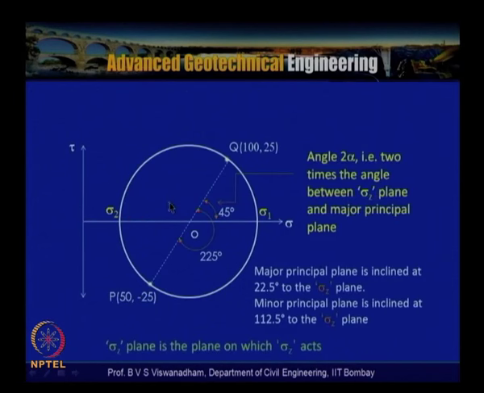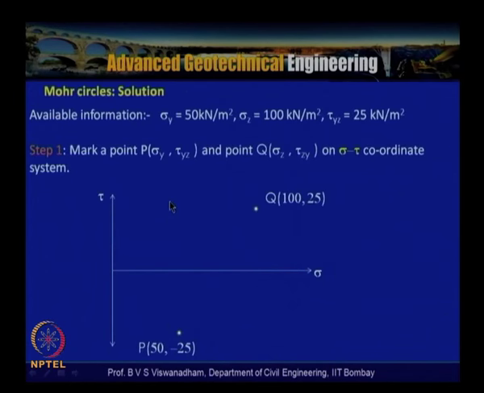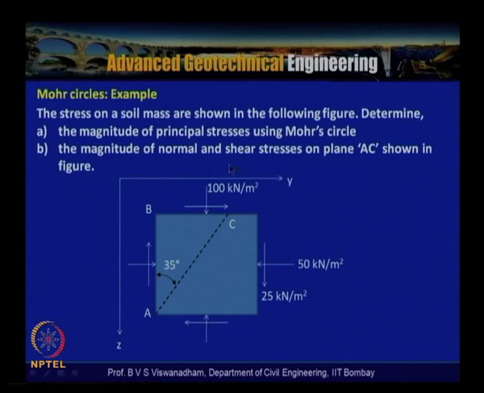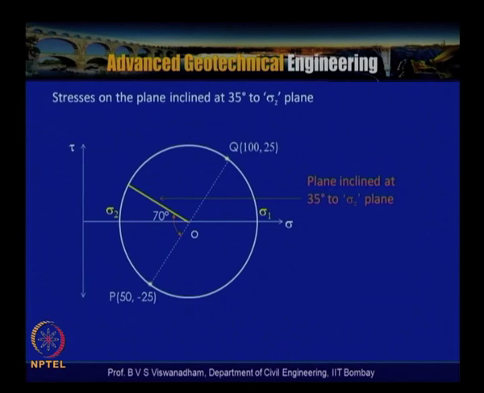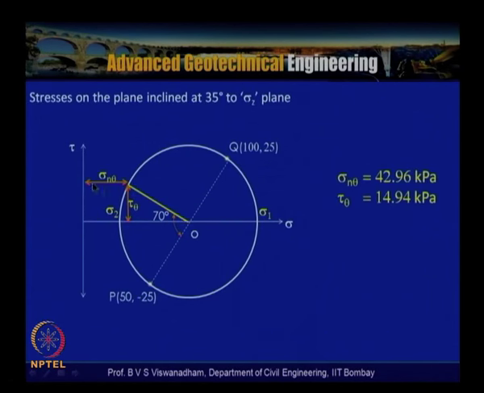At this point, we need to find the magnitude of the normal and shear stress on plane AC, which is shown in the figure. This plane is inclined at 35 degrees, which is represented here, 35 degrees to the sigma major plane, and this is actually 70 degrees. So when you put that, this is the point where we get sigma n theta: the horizontal ordinate is sigma n theta and the vertical ordinate is tau theta.